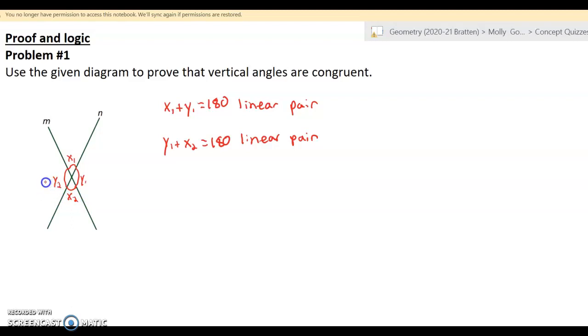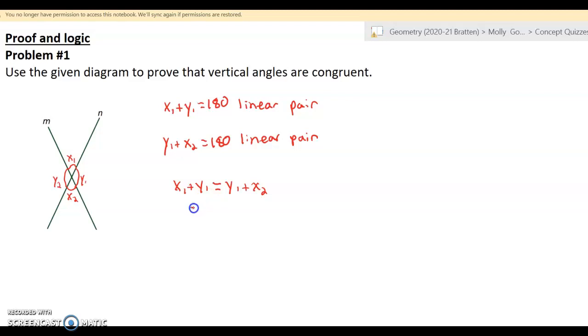But I can already see a relationship. You can see here that I can basically say that x1 plus y1 is equal to y1 plus x2. This is because they're both set equal to 180. So let's say instead of the variables, they're real numbers, they will be the same. And then I can just solve this small equation.